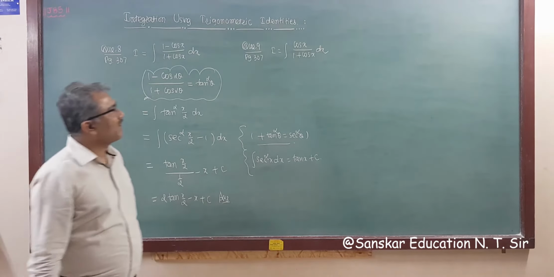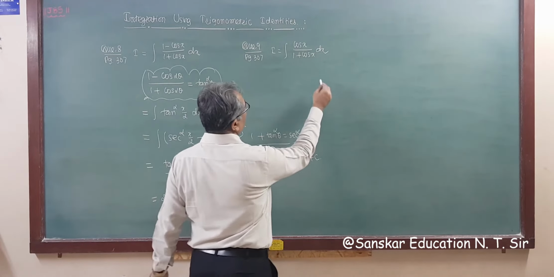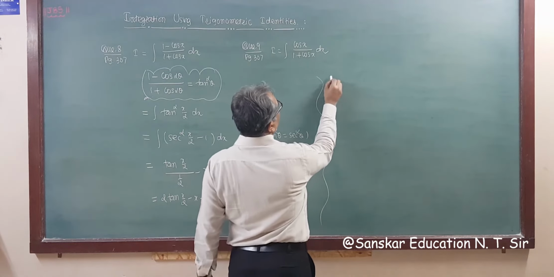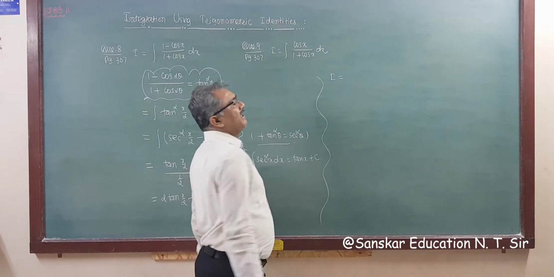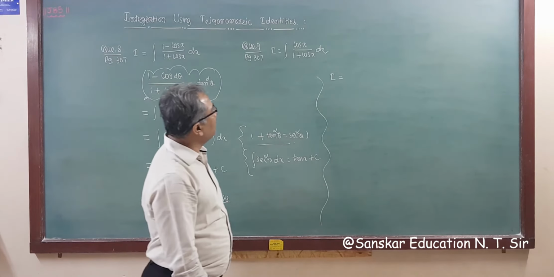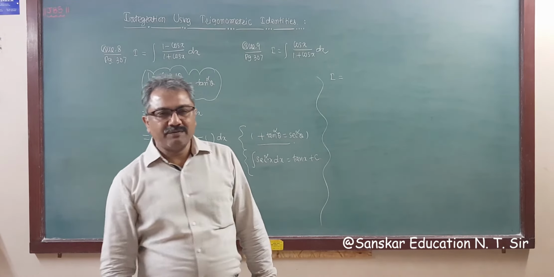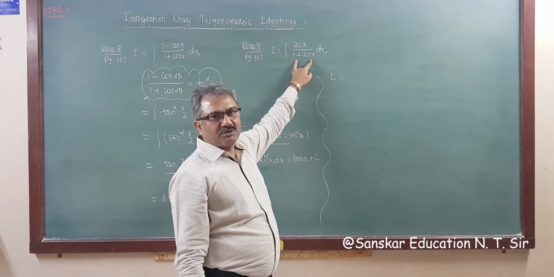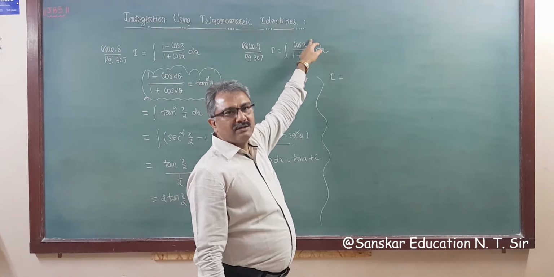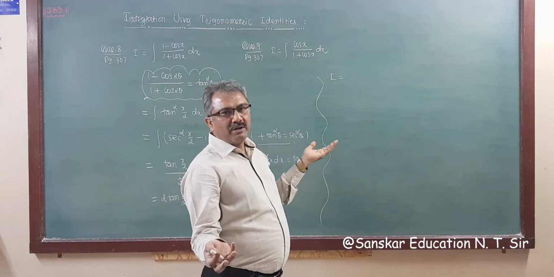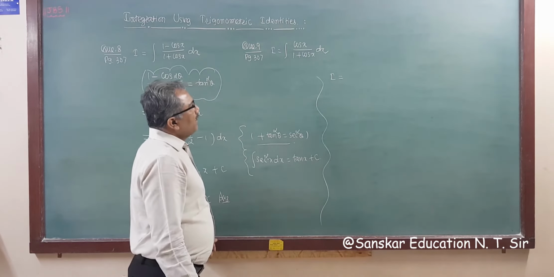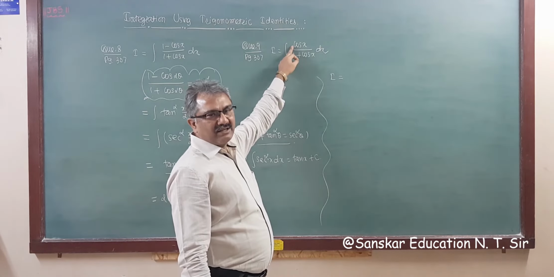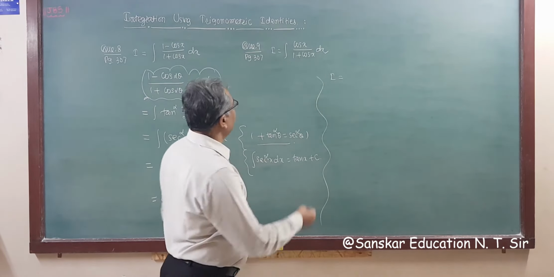Now question number 9, I is equal to the integration of cos x upon 1 plus cos x. Not a single formula is directly applicable. We know 1 plus cos theta is 2 cos square theta by 2, and cos theta is cos square minus sin square. So we are not able to solve it directly; we have to separate this, and after separating, see what to do.